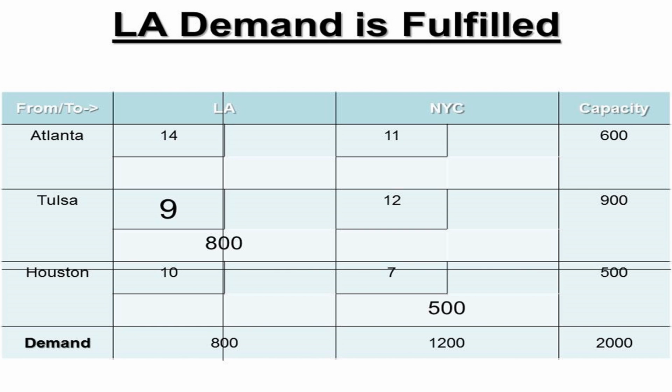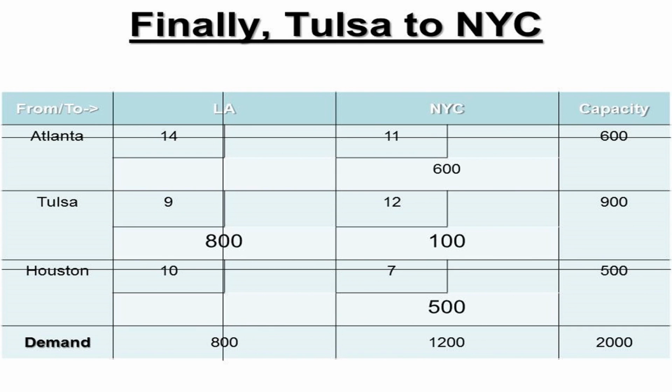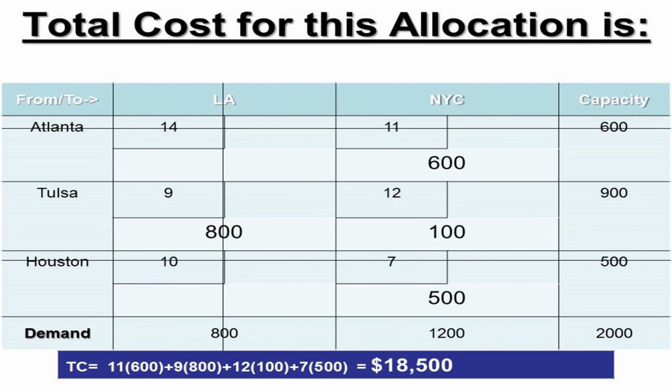Of the remaining cells where you can possibly allocate next, the next one is Atlanta to New York City, and you can allocate 600, and that leaves you with Tulsa to New York City of 100. And you will notice that horizontally, 0 plus 600, they add up to 600. 800 plus 100 for Tulsa, they add up to 900. Houston to these 2 cities also add up, 0 plus 500, add up to 500. And vertically also they should add up. And that's nice.